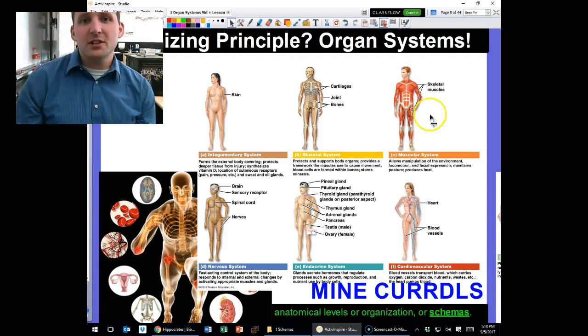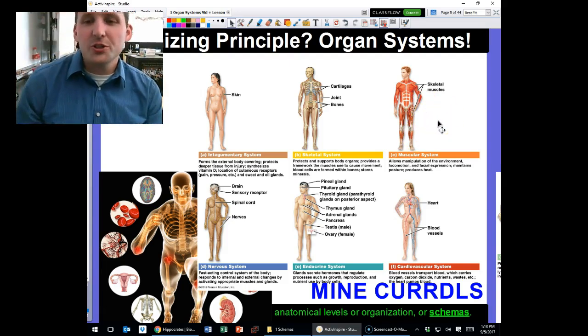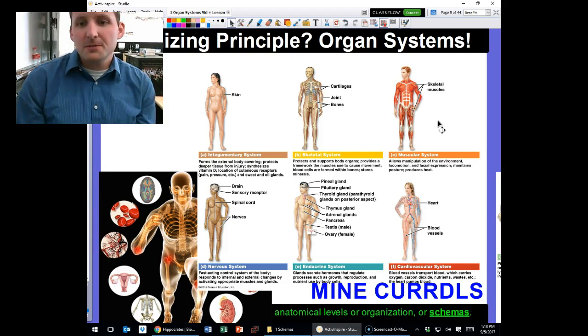Next is the muscular system, and we'll spend a lot of time this year, Q2 especially, going over the muscles.